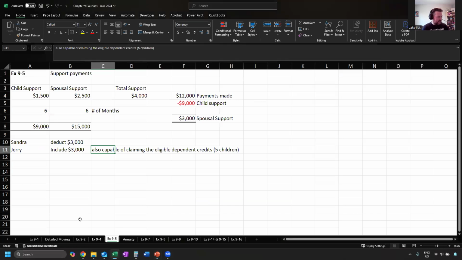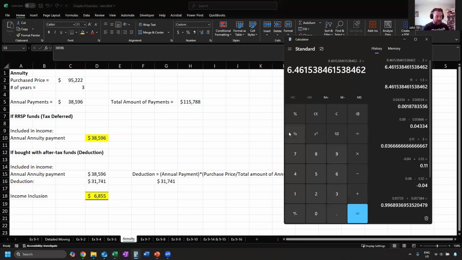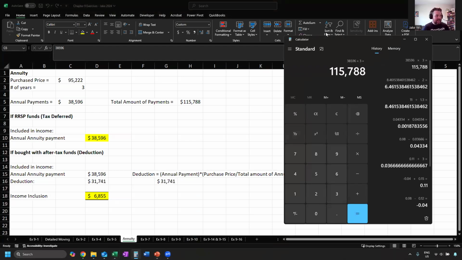There's not a set example exercise for it, but let's say I purchased an annuity for 95,222, number of years is 3. My annual payments are going to be 38,596. So I want to know my total payments. 38,596 times 3 is $115,788. That's my total payments. It cost me 95,222, so I have $20,566 of total income. I paid 95,000, I'm getting 115.